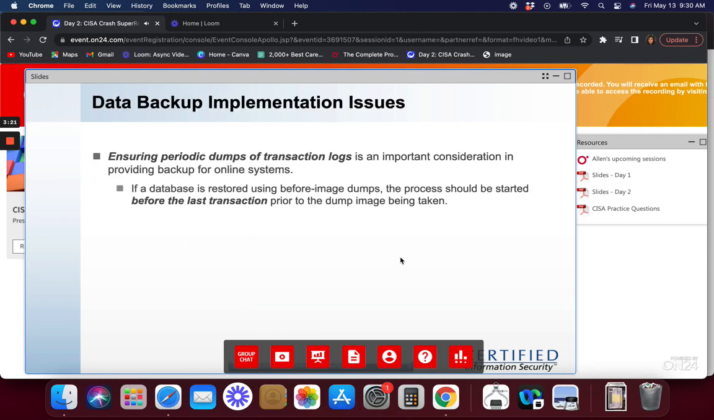Moving on from ALE calculations, we have data backup implementation issues. Ensuring periodic backups of transactional logs is a good consideration for backup of online systems. I think that's pretty obvious.